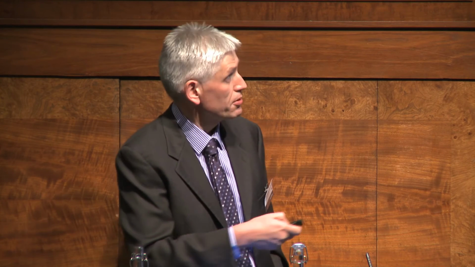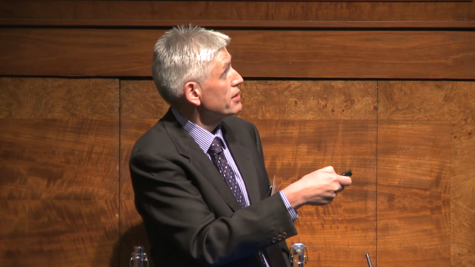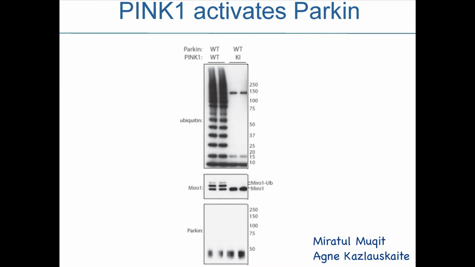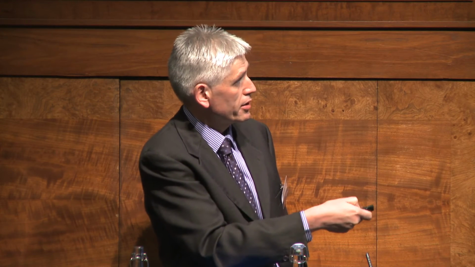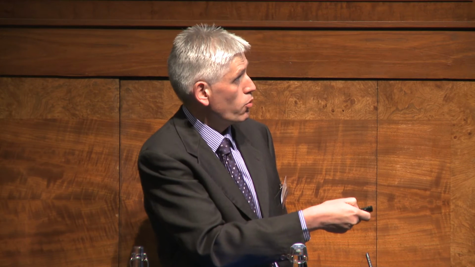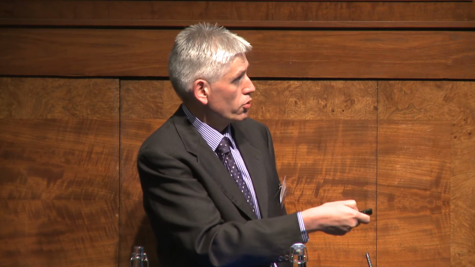So this is the typical assay. If you take Parkin that's incubated with catalytically inactive PINK1, so it can't be phosphorylated, you don't get auto-ubiquitylation. But if you incubate it with wild-type PINK1, you see the Parkin becomes activated, and you get this dramatic ability to induce auto-ubiquitylation. Also, the activated Parkin can ubiquitylate MIRO1, whereas the inactive one can't. So that's the assay we're going to use.